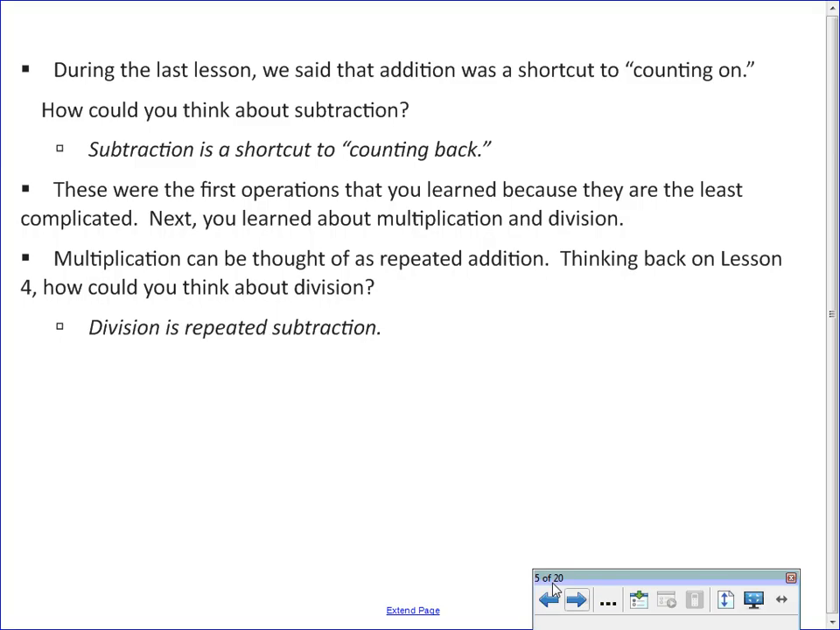Now, we were talking about repeated addition and repeated subtraction. So when we were adding on, that was addition. When you're counting back, that's subtraction. When you were young, you learned addition and subtraction first because those were the easiest operations. They were the least complicated. Then we learned multiplication and division because multiplication is repeated addition. You needed the addition to do the multiplication. And then division, and division is repeated subtraction. So you needed the addition and the subtraction to do the multiplication and division.